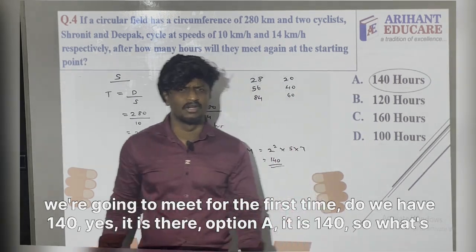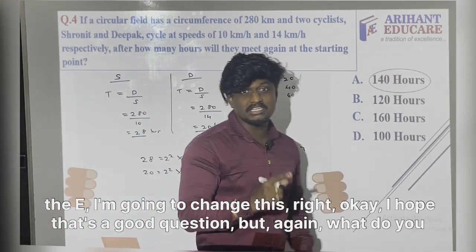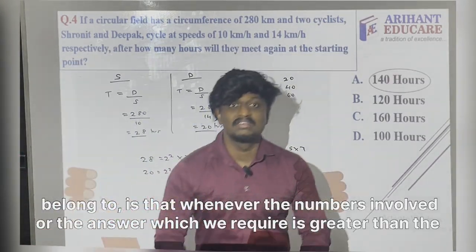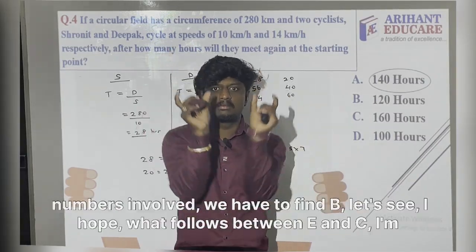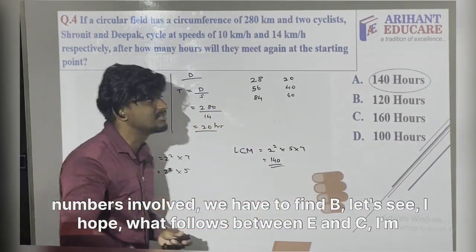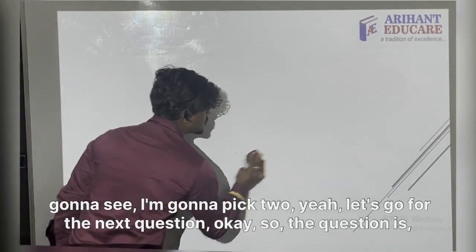Option A, it is 140. So what's the A, na? Right? You need to change this, right? Okay. I hope you understood the question. Matlab again, what did we learn here is that whenever the answer which we require is greater than the numbers involved, we have to find the LCM. I hope word problems between HCF and LCM are a bit clear. Let's go for the next question.